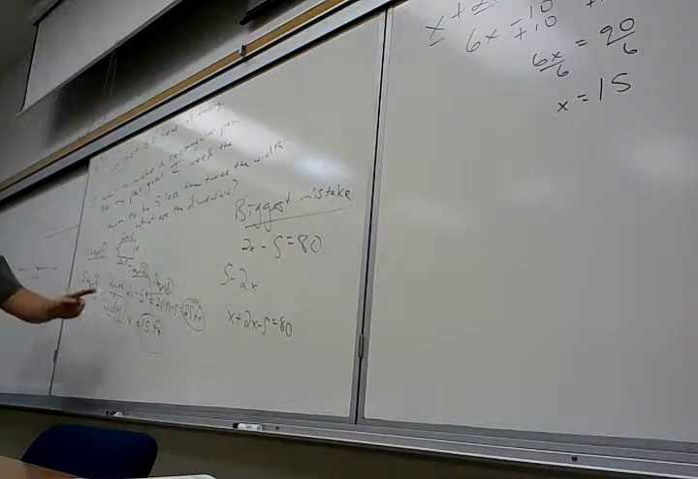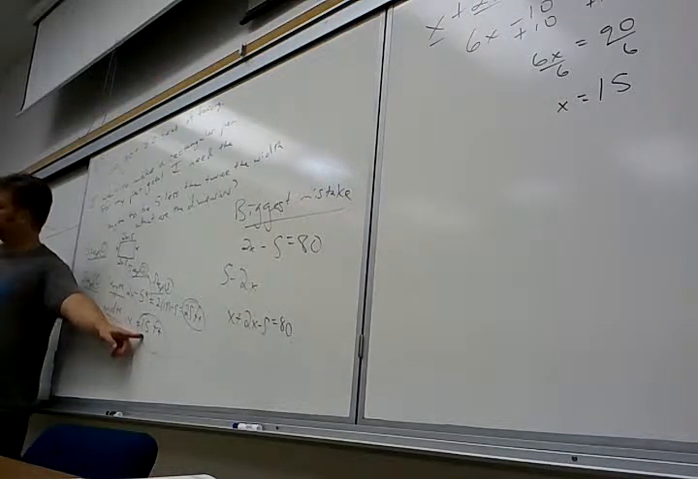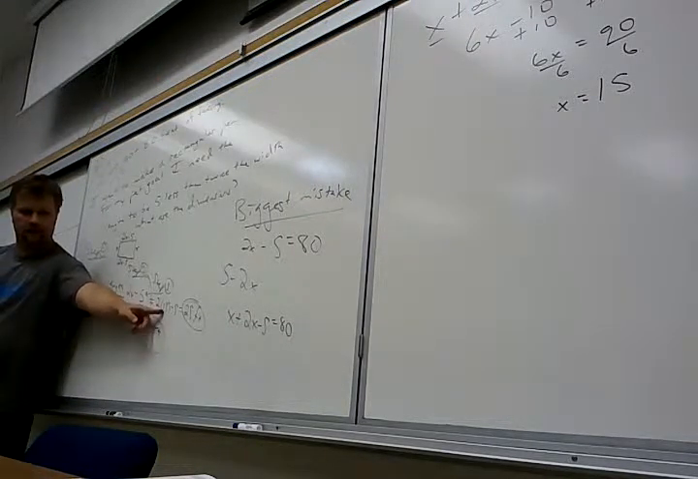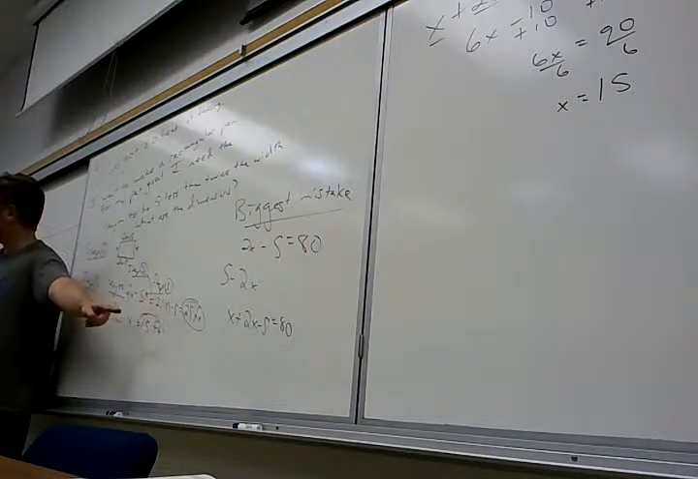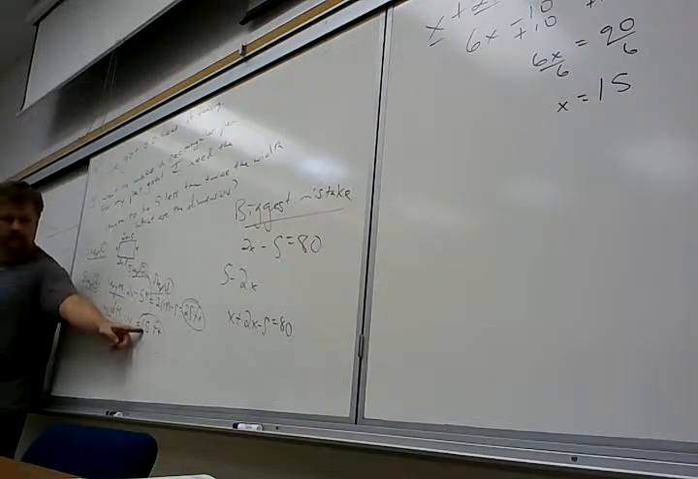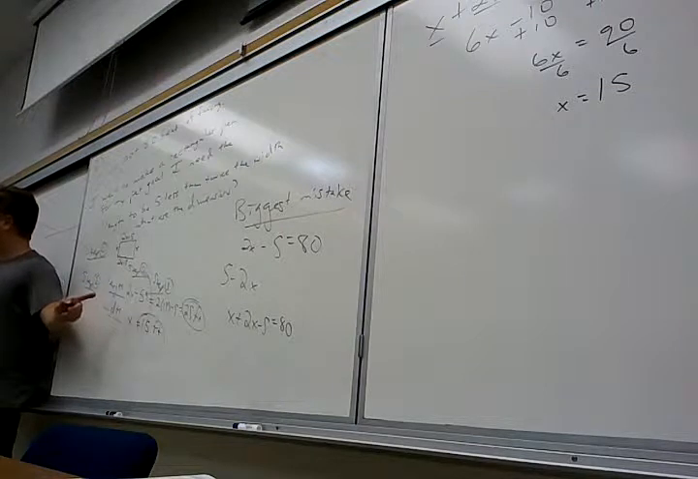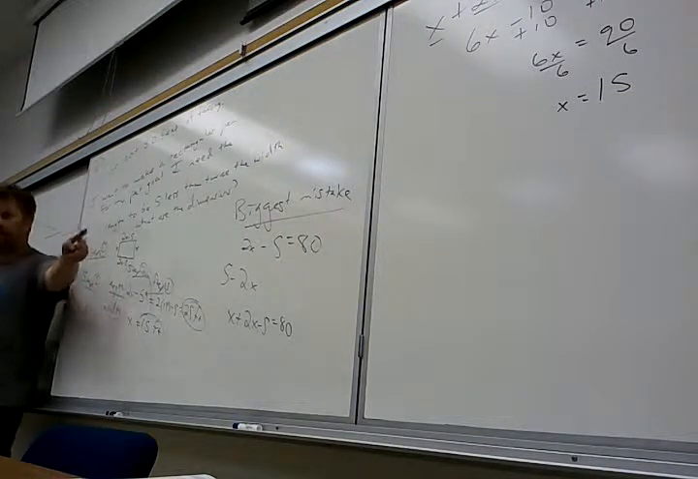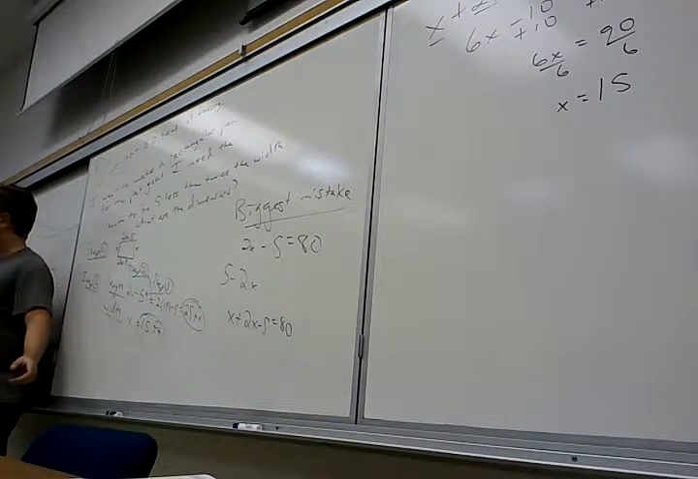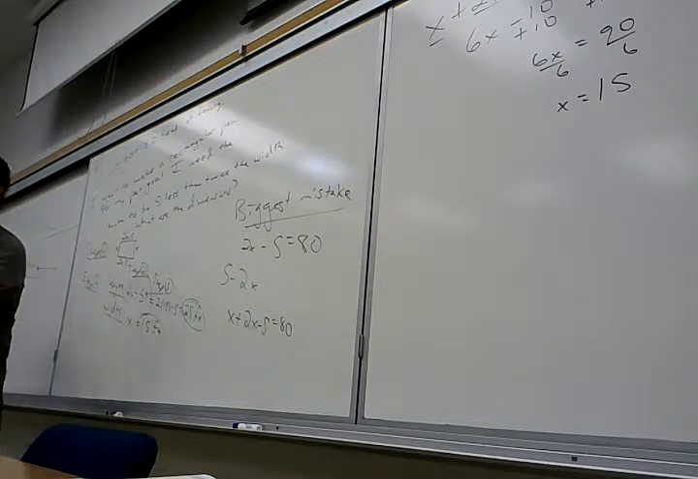Twice x minus 5. X was 15. So twice 15 is 30, minus 5 is 25. So you really just plug that number back into what you've written. It's really cool. This helps you set up the equation, and then it helps you answer the question. It does double duty.